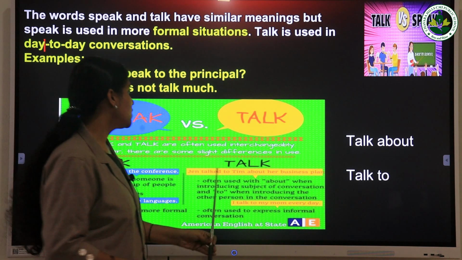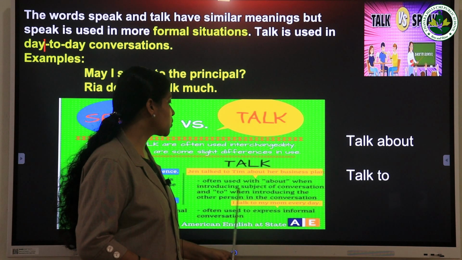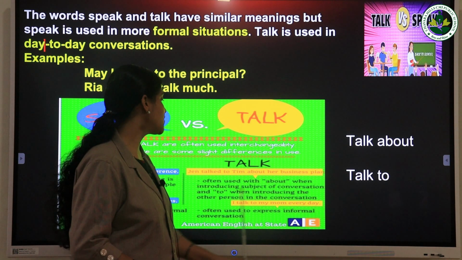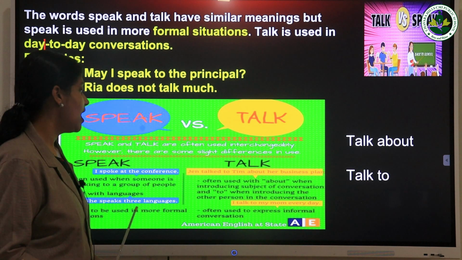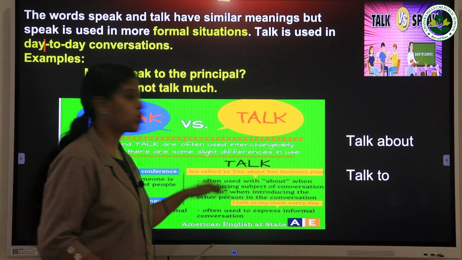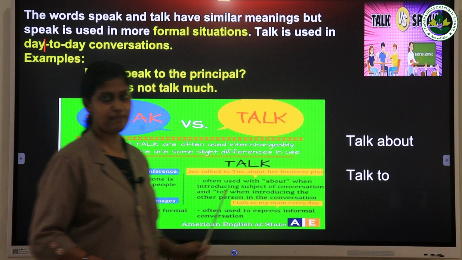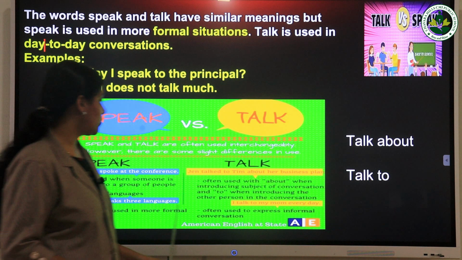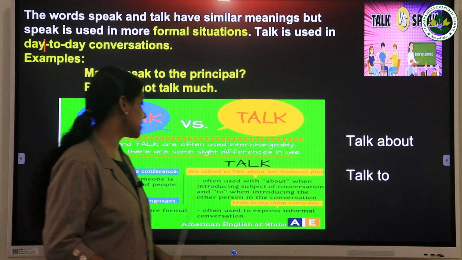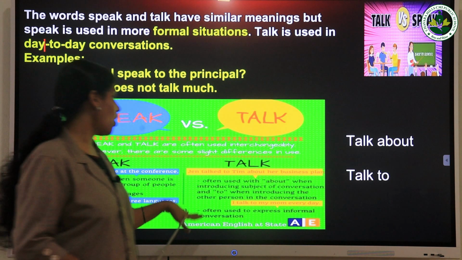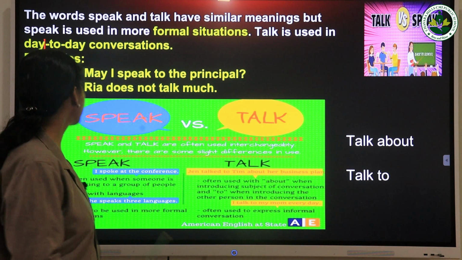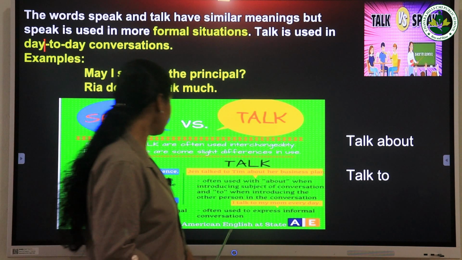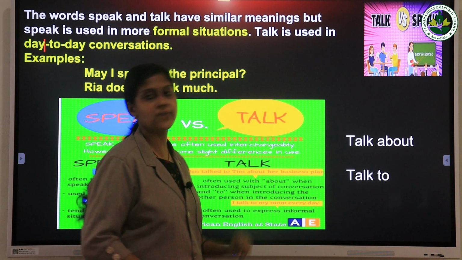Okay. Next one, talk. Talk is often used with 'about' when introducing the subject of conversation and 'to' when introducing the other person in the conversation. For example, Jen talked to Tim about her business plan. Next one, talk is often used to express informal conversation. It's often used to express informal situations, or talk is used in day-to-day conversations. Yes, for example, I talk to my mom every day.